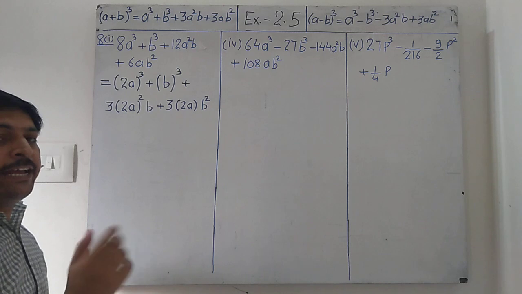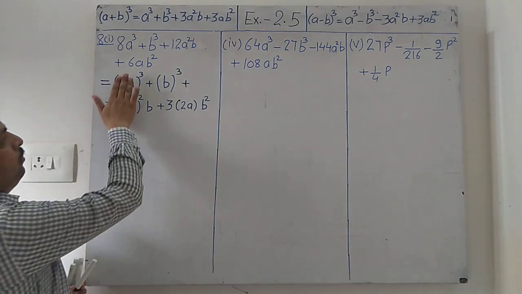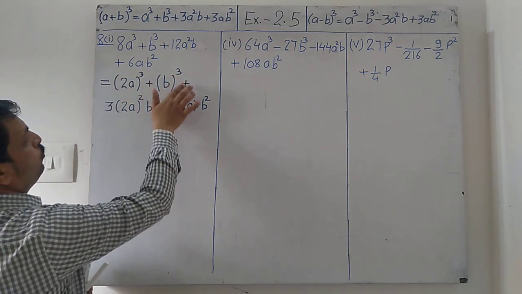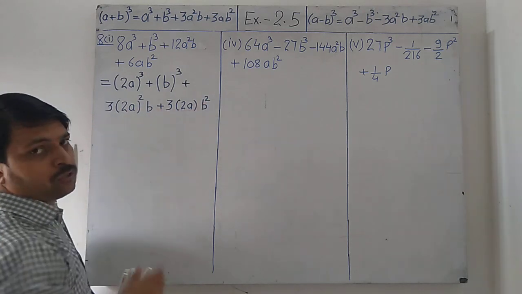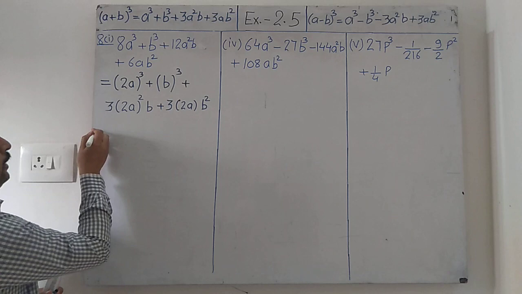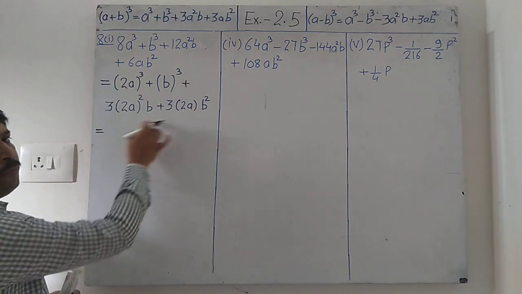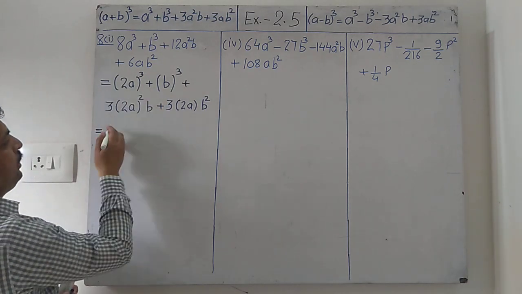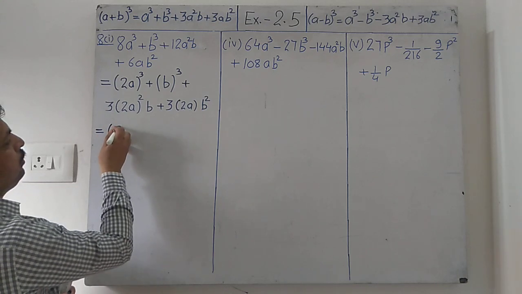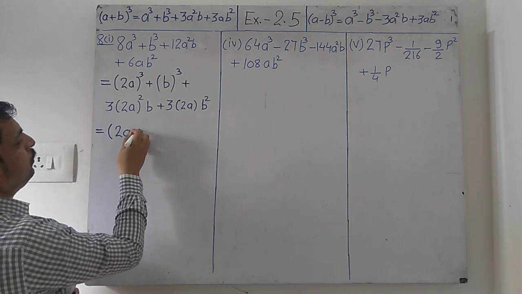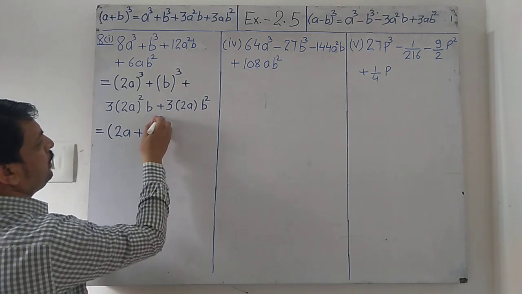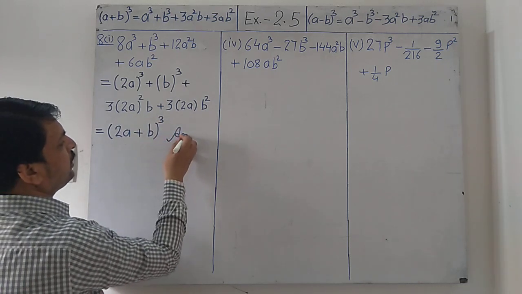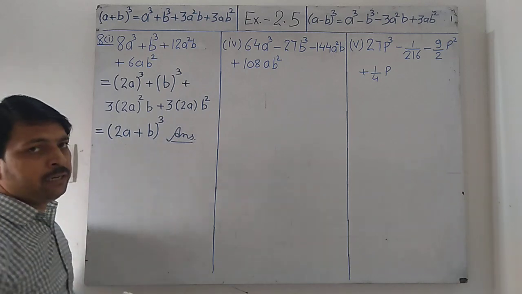That means our question has been converted into the form a cube plus b cube plus 3a square b plus 3ab square. So this is the form of (a plus b) whole cube. Here a is 2a and b is b. So it is (2a plus b) whole cube. That is our answer. Clear?